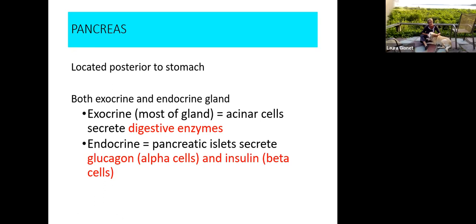Part of it functions as an exocrine gland because it produces digestive enzymes that pass through the pancreatic duct into the small intestine. And other regions, called the pancreatic islets, which are pale staining clusters of cells in the pancreas, produce insulin and glucagon. And those hormones go into the bloodstream.